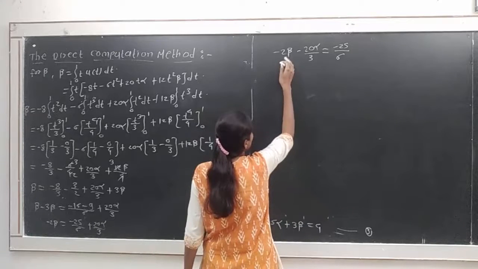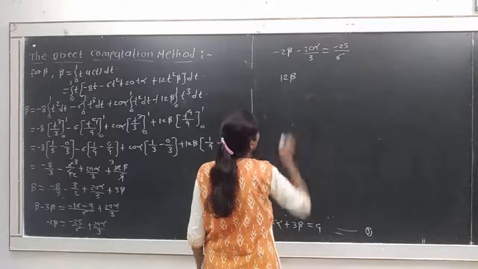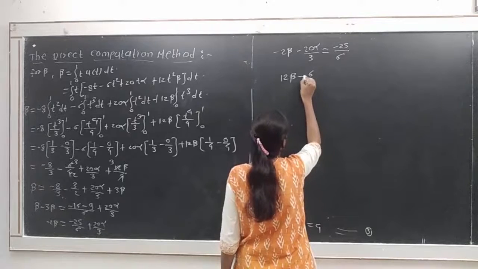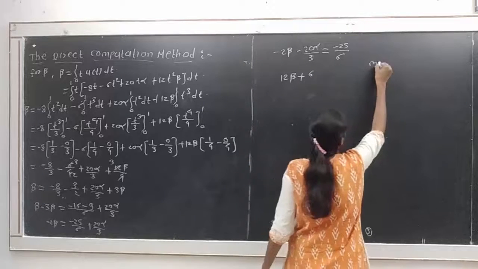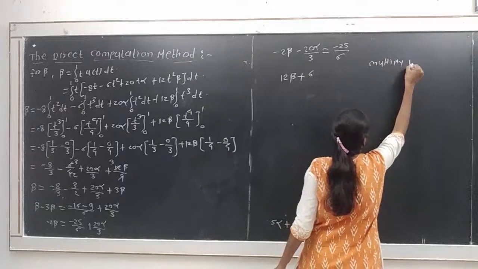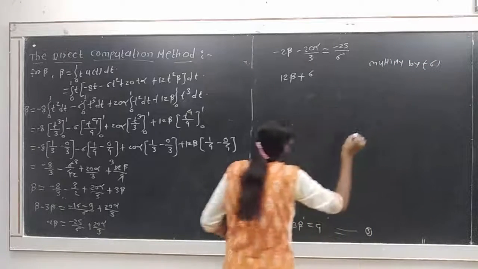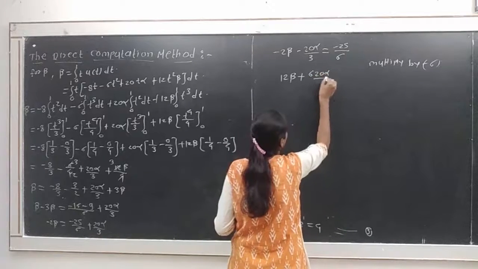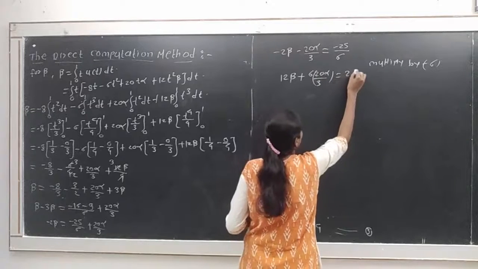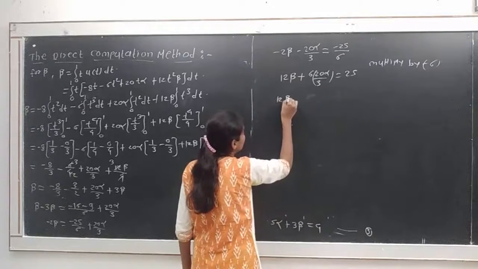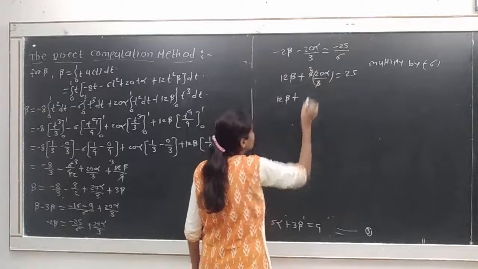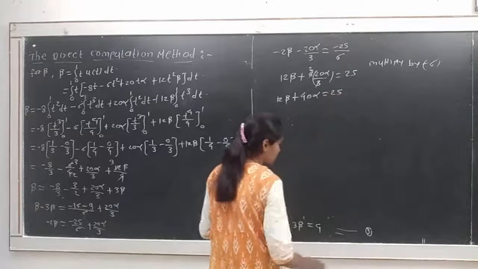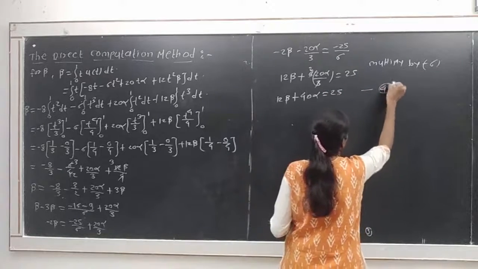So we get 6 into 2 will be 12 beta. Okay, then here if we multiply by minus 6 throughout, this becomes a plus. This becomes 20 alpha divided by 3 is equal to, we get here 25. That is, we get 12 beta plus, 3 into 6 we get 2, that is 40 alpha is equal to 25. This will be equation 3. Take it as equation number 4.